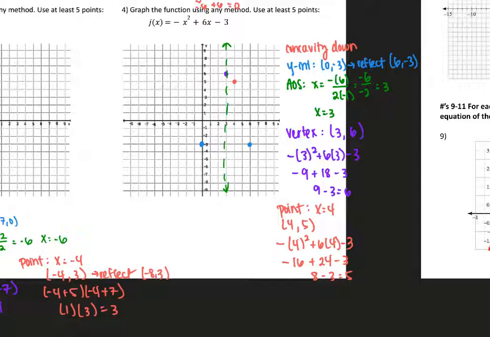And I can reflect that over to get its symmetric point, which is going to be right here, and the coordinates of that is (2, 5). So there I have my 5 points. I can connect the dots and form my parabola.